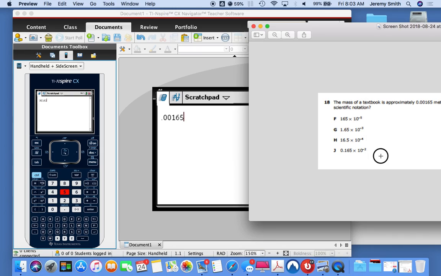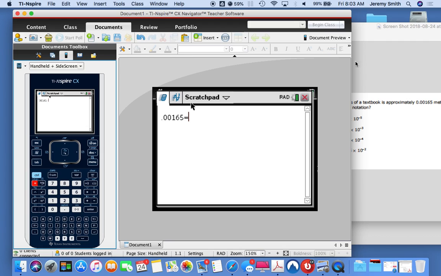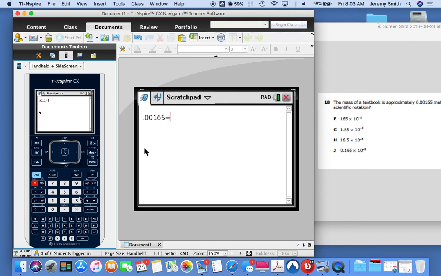Alright, now to use the TI Nspire to see if your answer is correct, all you have to do is take each one of your answer choices and make it equal to this problem right here. So let me show you. I'm going to try F out first. So that's equal. Now let me move the screen over a little bit. 165 times 10, and you're going to press this button right here to get your exponent, -5.